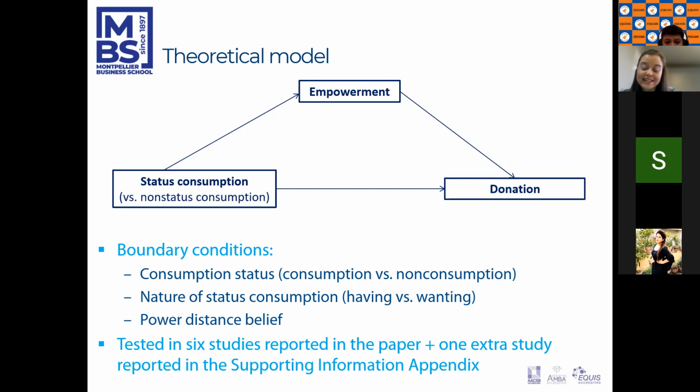And we found that yes, you actually have to consume that status product for the effect to take place. So if you engage in non-consumption, meaning you only own the product, the effect will not be there. We also looked at the nature of status consumption, having versus wanting. What do we mean by that? Having status consumption means that you engage in status consumption, and wanting status consumption is only about the desire to engage in it. So we were wondering if it's enough that you only have a desire to engage in status consumption, or if it's really the engagement in status consumption that drives the effect.